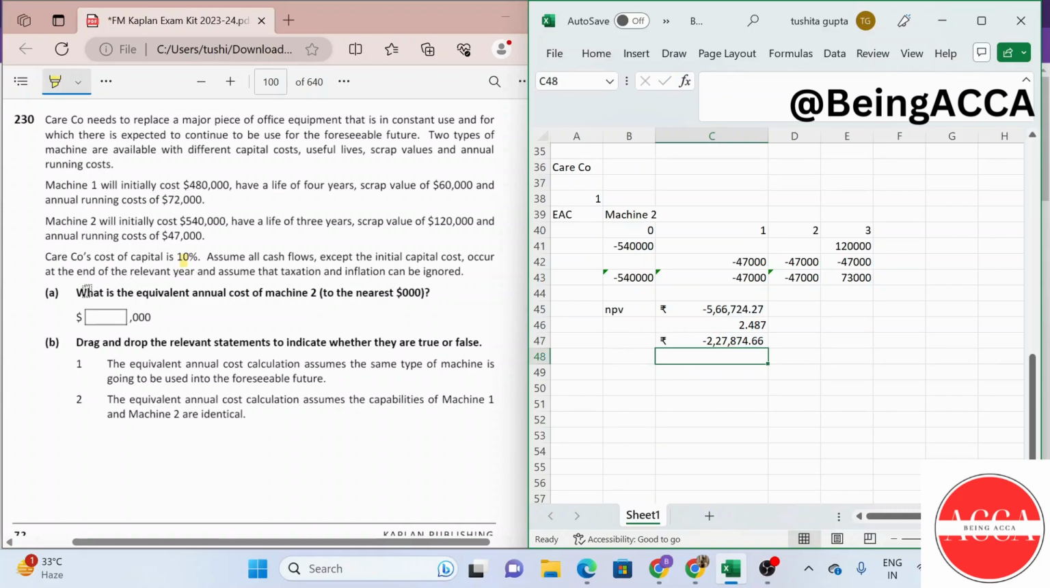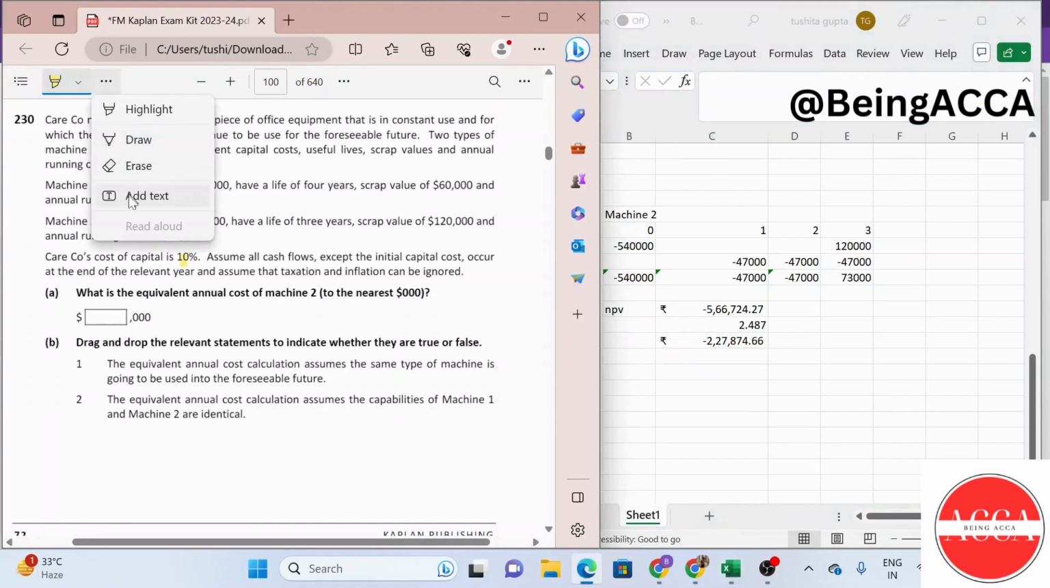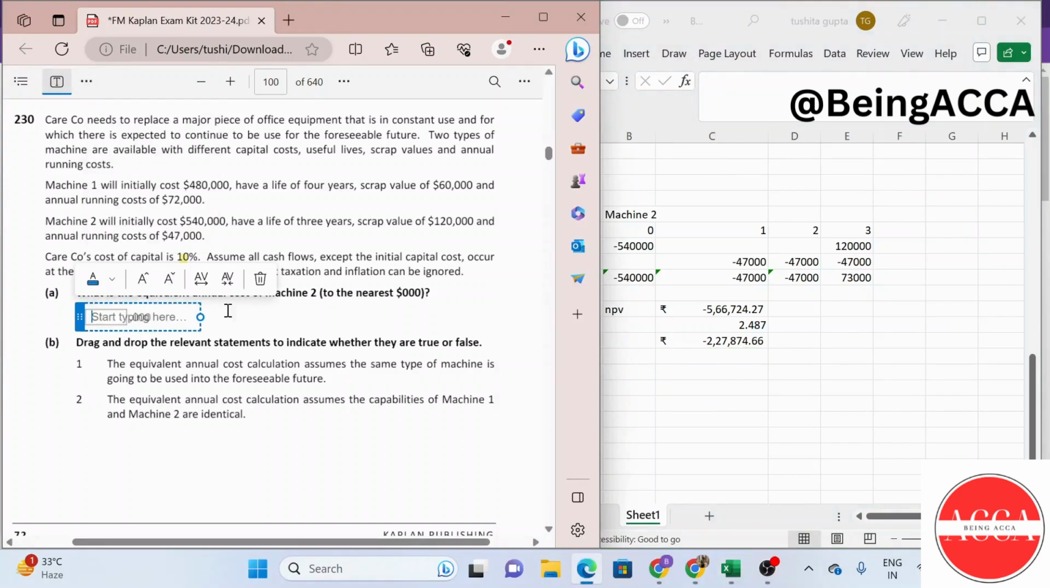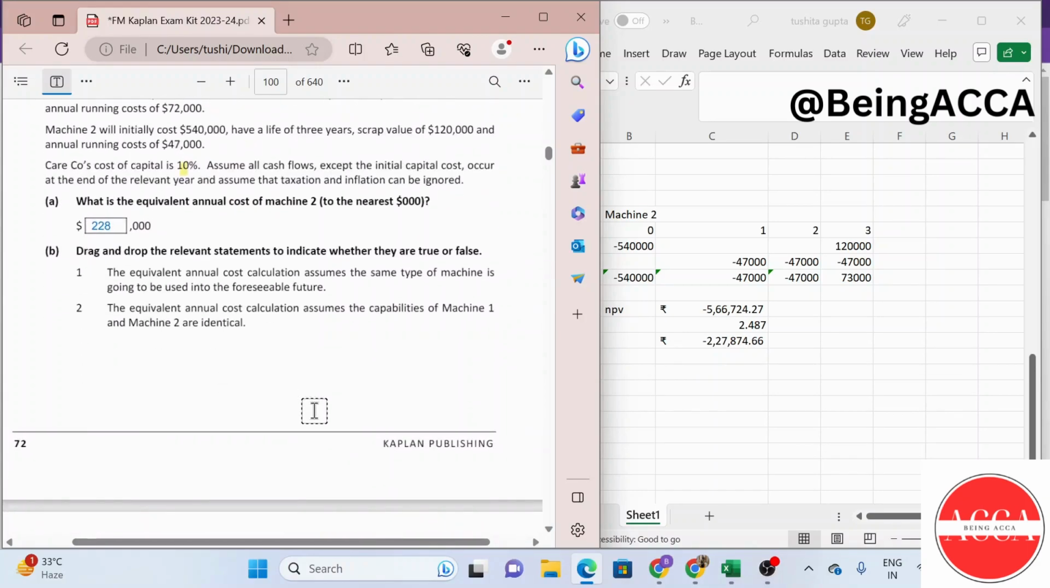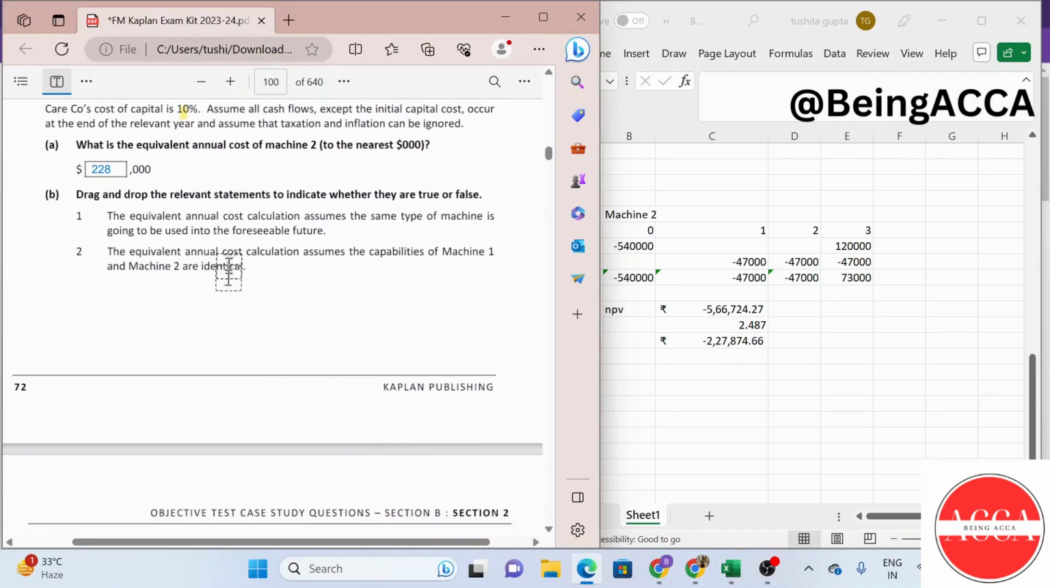227,874. And if I just round this off, I will bring it to a higher thousand, because the value is 874. So this will be 228, and 1000 is already given over here. So I will enter 228. Now moving to the next one, drag and drop the relevant statements to indicate whether they are true or false.